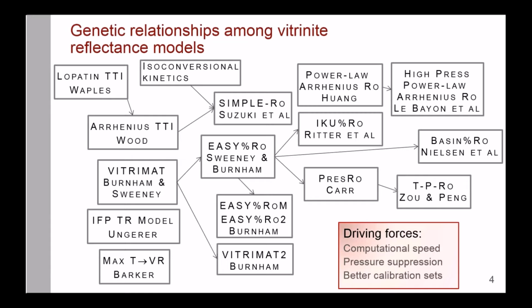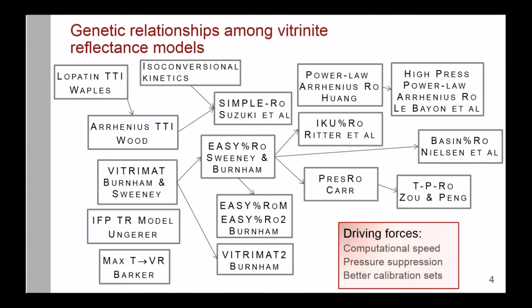We came along and said, well, okay, we can do better than that. We can actually base it on chemical reactions as we believe are occurring, and that is the Vitrimat model. In a similar time frame, Wood and Emico developed the Arrhenius TTI, which is using an activation energy more comparable to oil generation, but still had certain features related to the TTI. They called it a TTI.